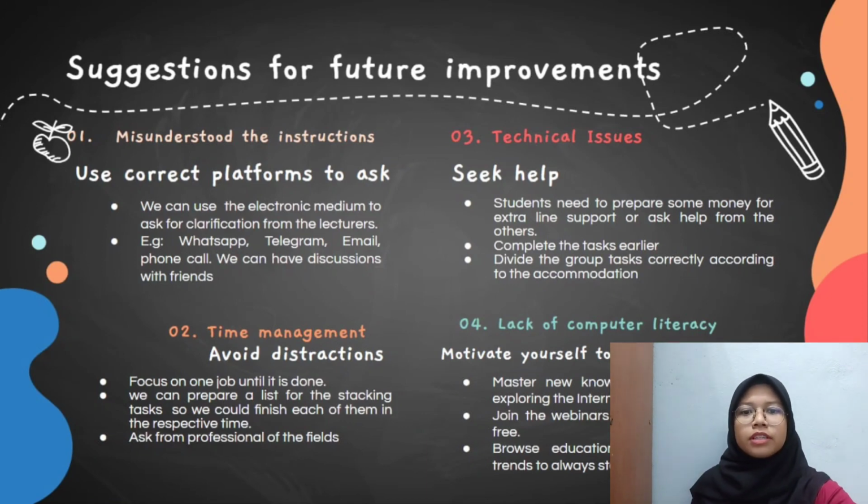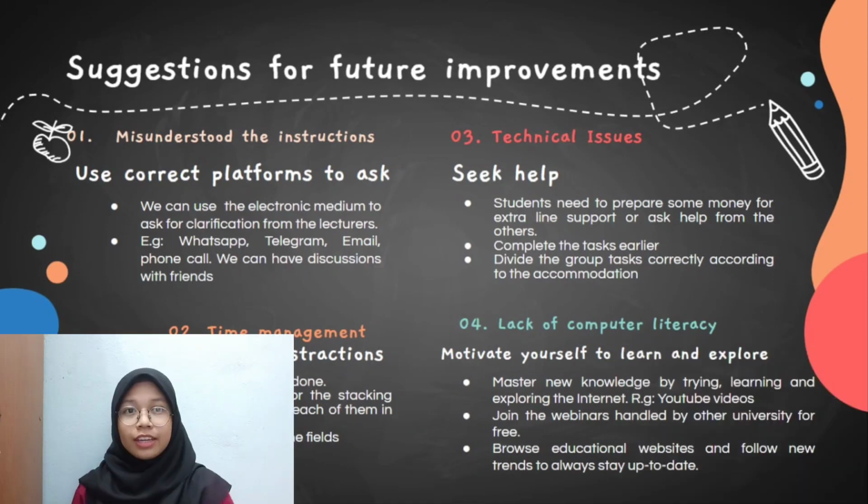Also, we can save time doing the assignment by asking the professional in the field. Some of the students are more advanced in using computer, and asking for their help would solve the problem. The third suggestion is to seek help to solve the technical issues problem. Slow internet connection at home is unavoidable. Students need to prepare some money for extra line support or ask help from the others. Completing the task earlier also will do, as the other group mates can cover up the things that we cannot do. More importantly, divide the group tasks correctly according to the accommodation so that no one gets extra burden in a group.